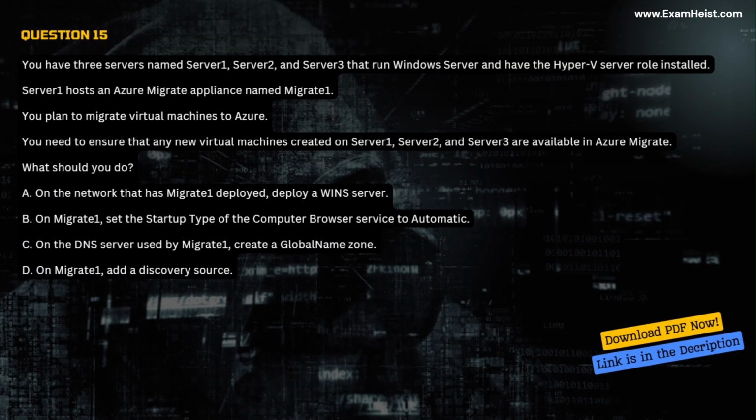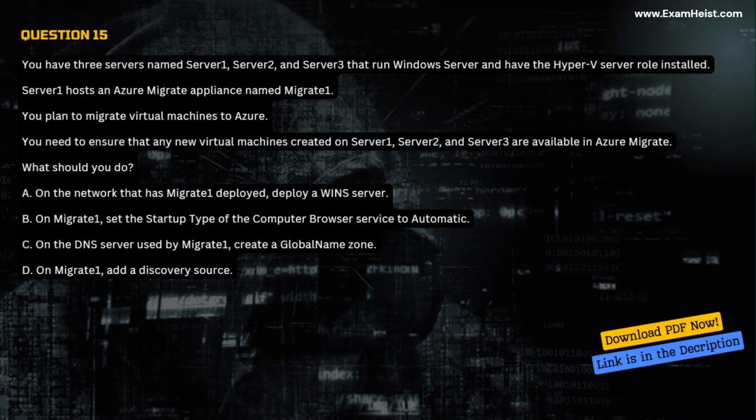Question 15. You have 3 servers named Server 1, Server 2, and Server 3 that run Windows Server and have the Hyper-V server role installed. Server 1 hosts an Azure Migrate appliance named Migrate 1. You plan to migrate virtual machines to Azure. You need to ensure that any new virtual machines created on Server 1, Server 2, and Server 3 are available in Azure Migrate. What should you do?